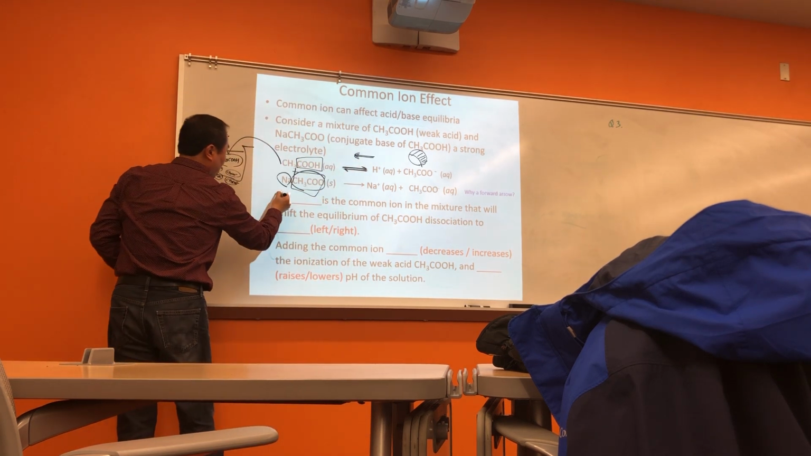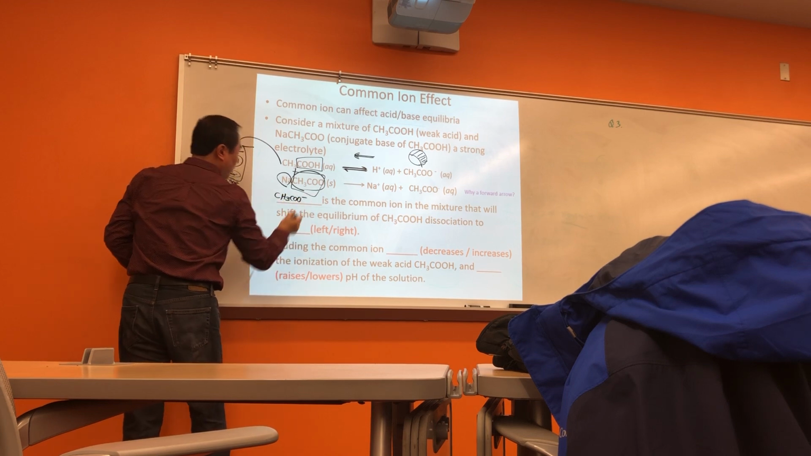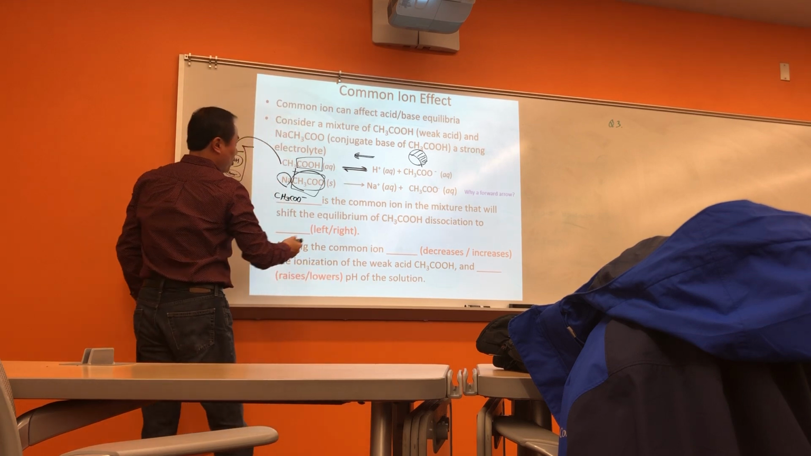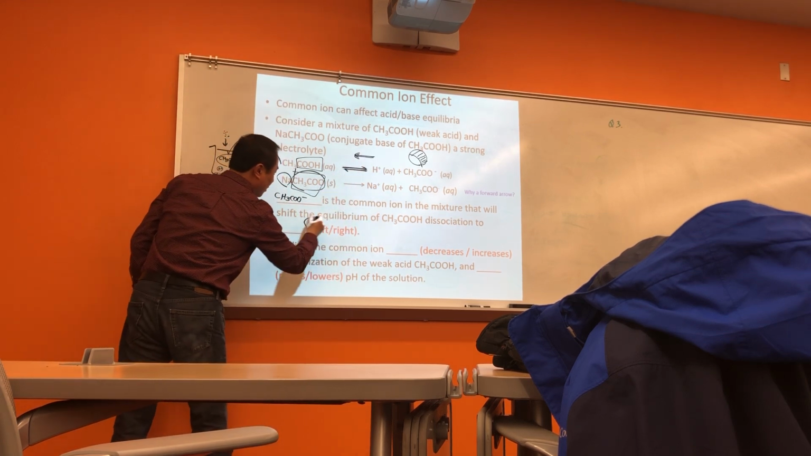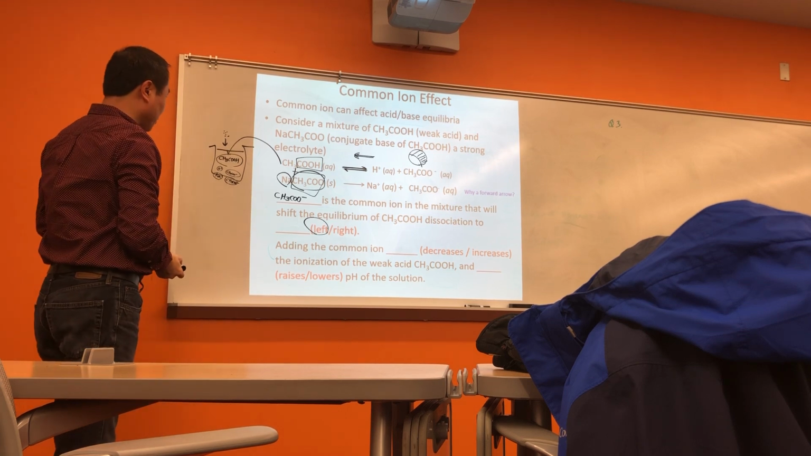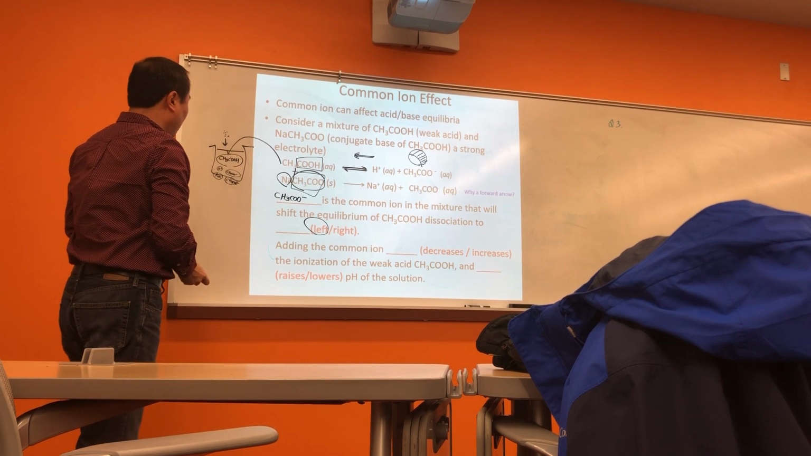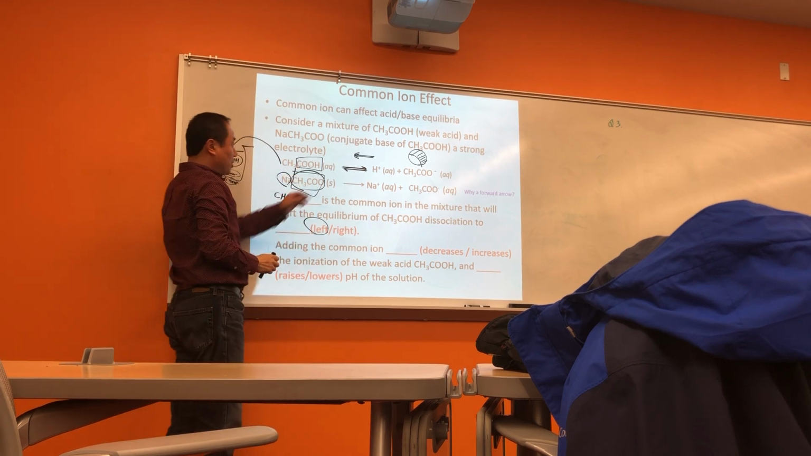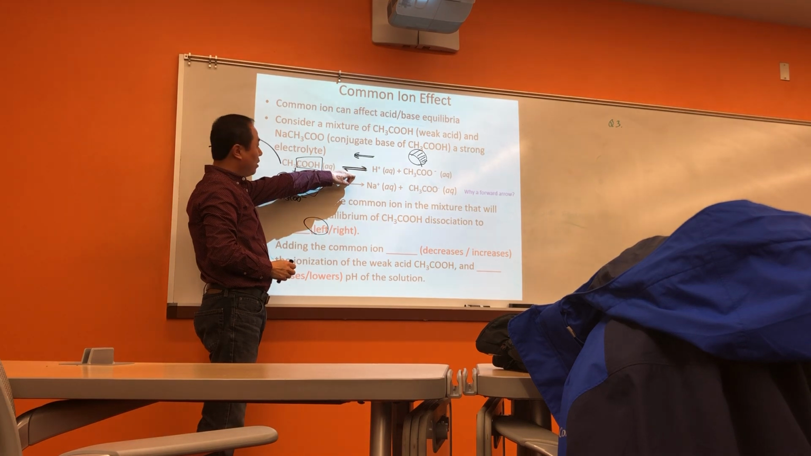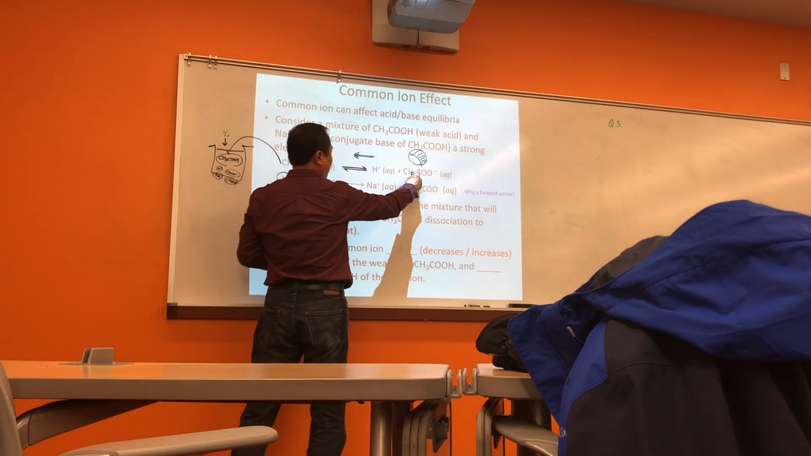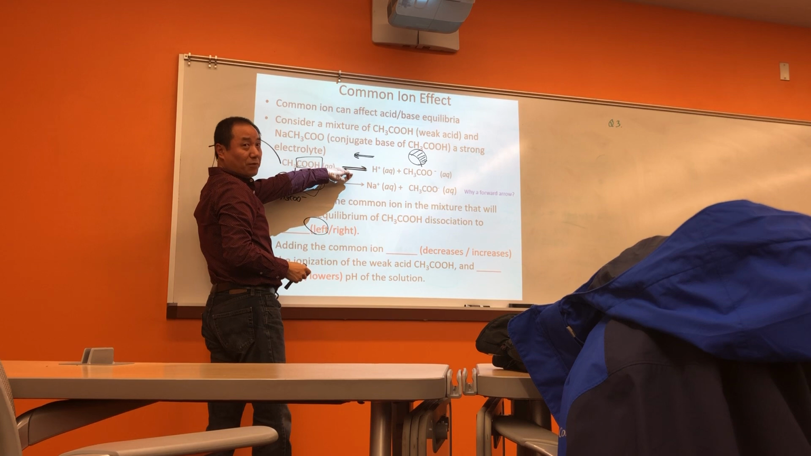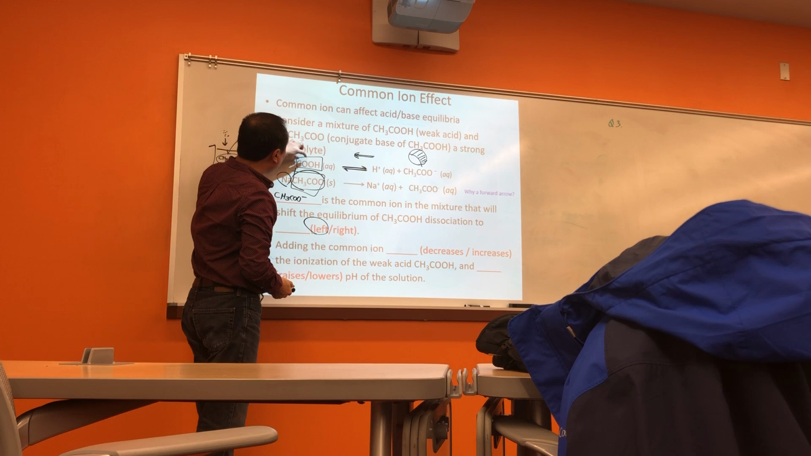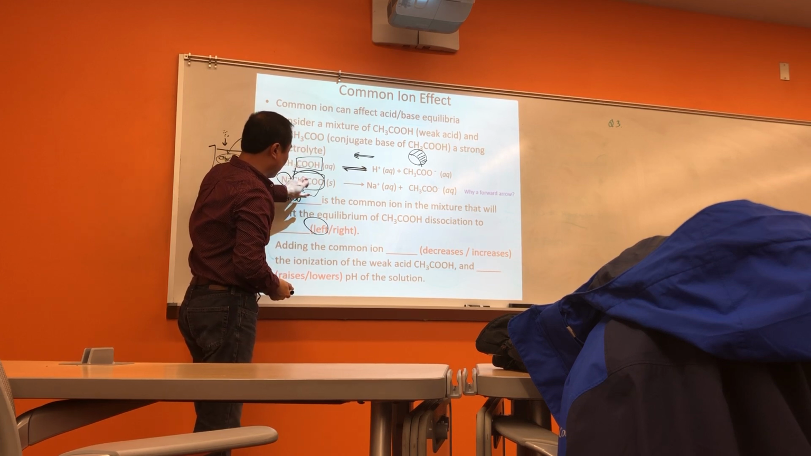So acetate is the common ion in this case, and the equilibrium will shift to the left. As a result, a weak acid actually dissociates only a little bit because it's weak. But when you add a common ion like acetate, that dissociation will be even less because you can shift to the left. Only so little will be dissociated now with this common ion.